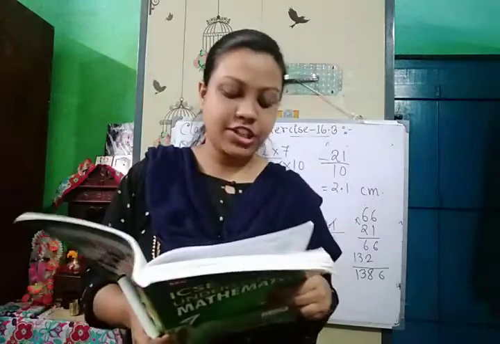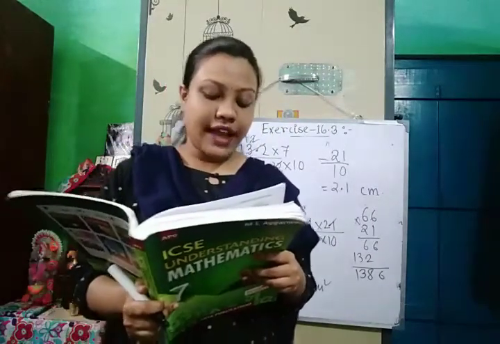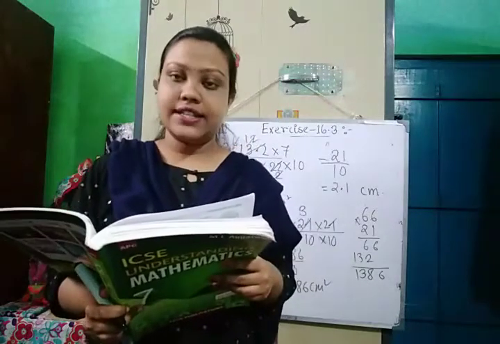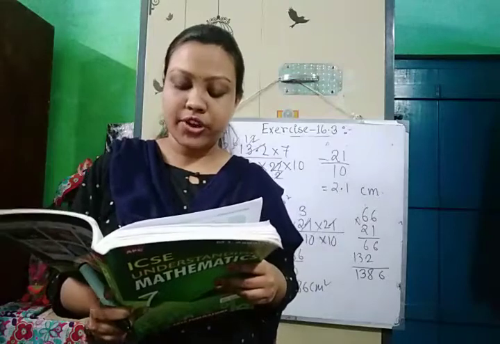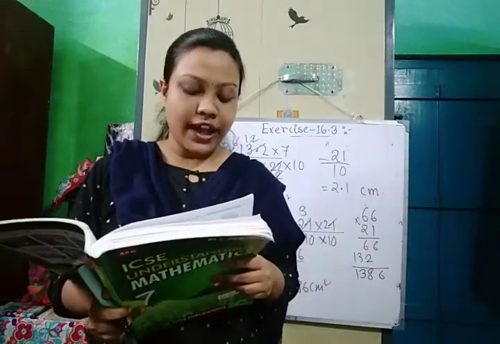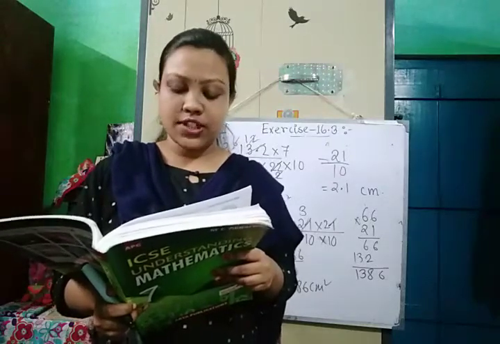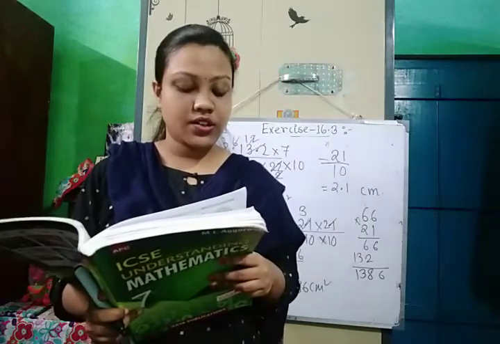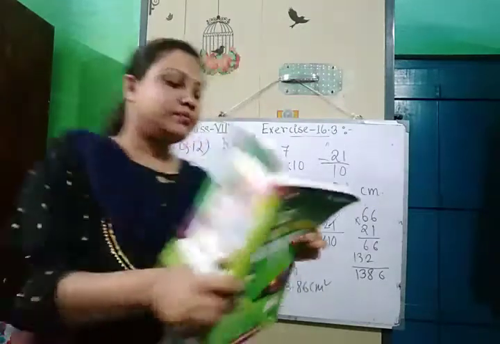Next I am doing question number 15. Question number 15 is the diameter of a circular park is 84 meter. On its outside there is a 3.5 meter wide road. Find the cost of constructing the road at rupees 240 per meter square. So first we have to find out the area of the road.